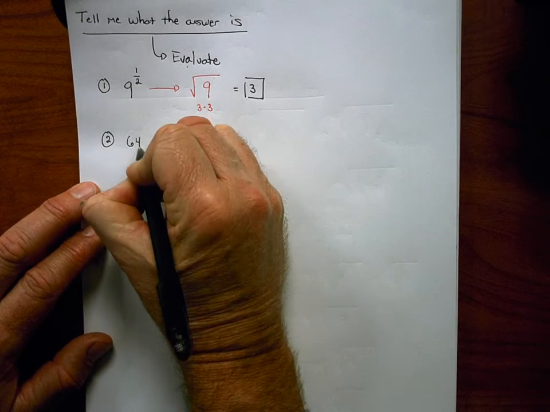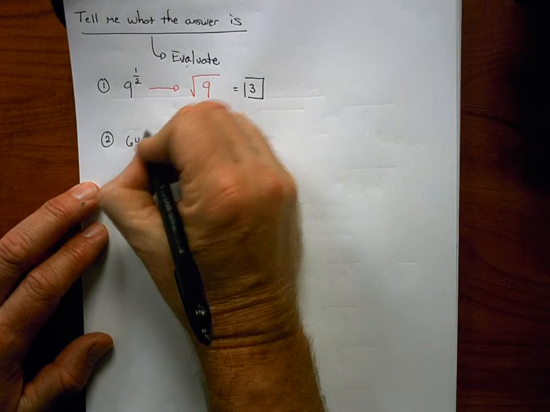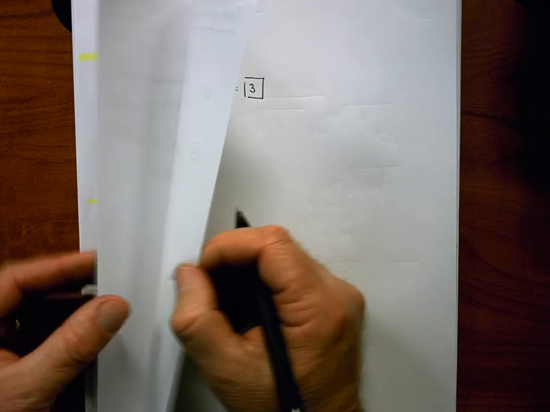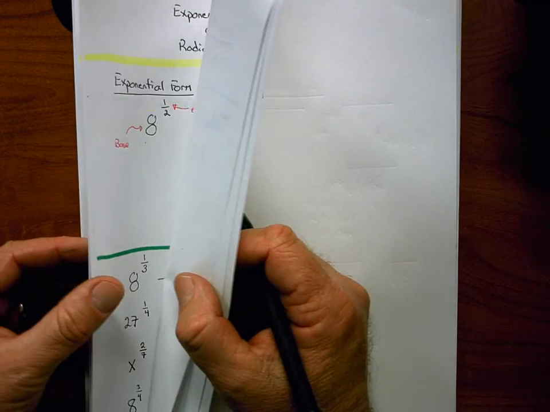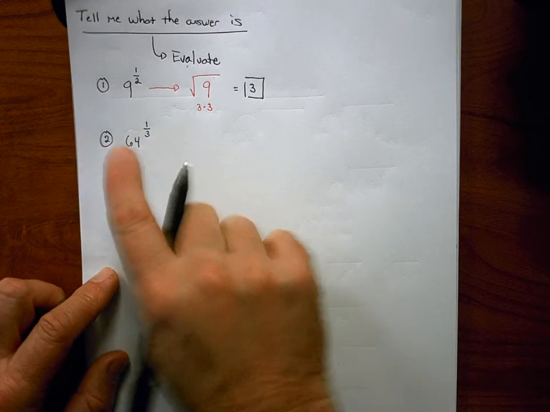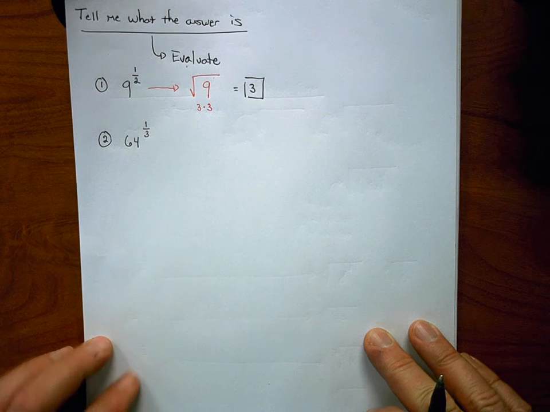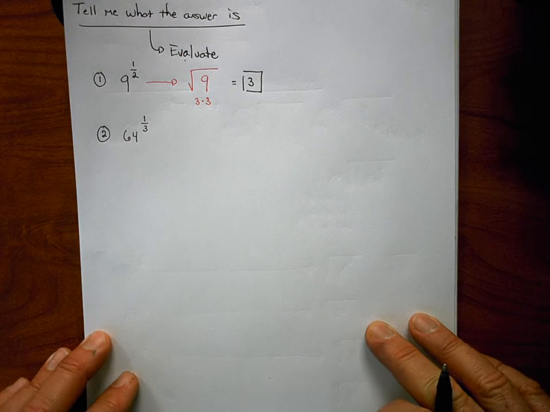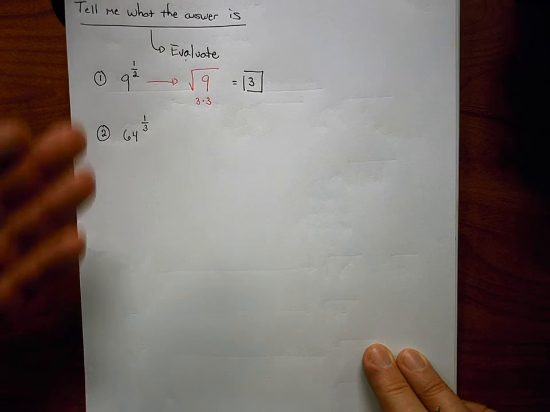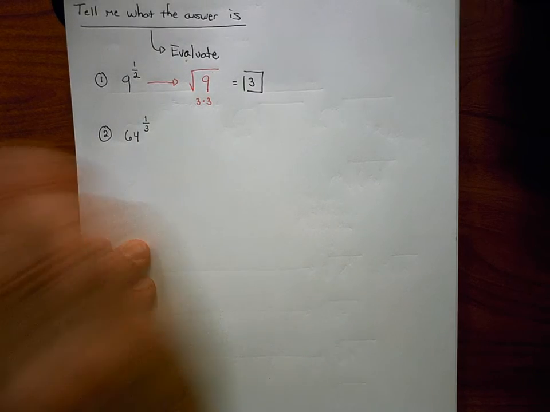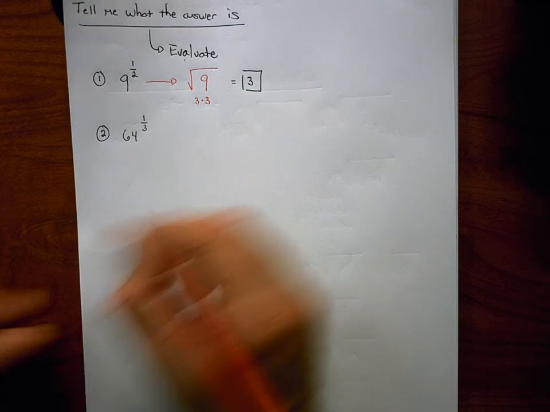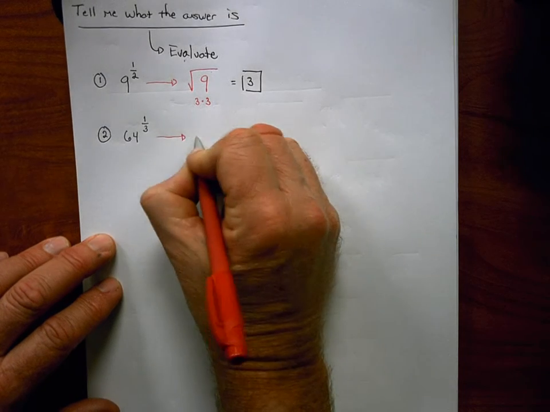64 to the 1/3 power. Now, I want to evaluate this. In other words, I want to know what is the exact answer to that problem. If you think what I'm asking is what is 1/3 of 64, that's not what I'm asking. Watch how we do this. My first step is I change it into radical form.